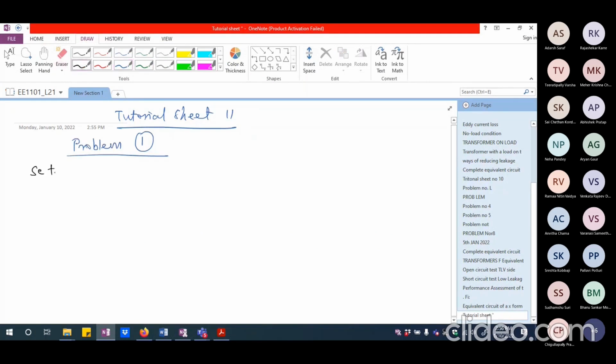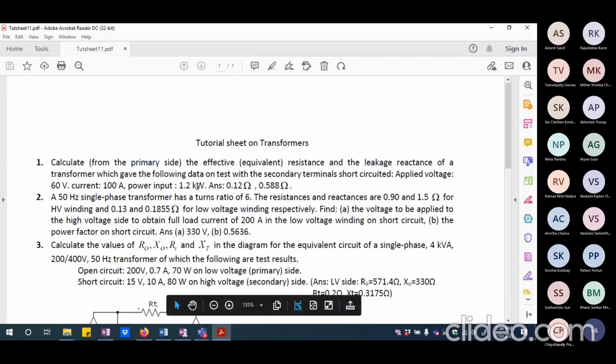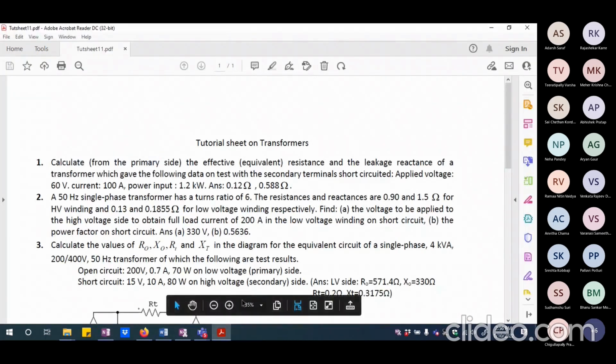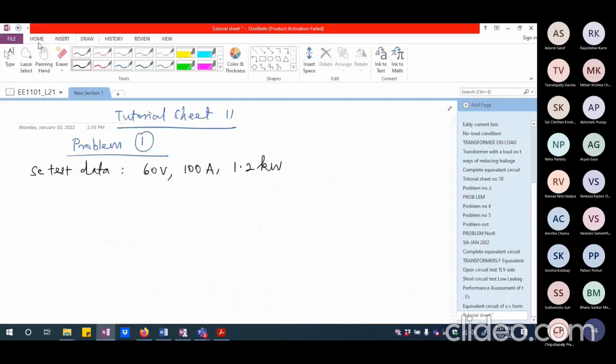So what is given is a short circuit test data which says 60 volts, 1.2 kilowatt and 100 ampere. The voltage ratio is not given. It is just saying that the power is applied from the primary side. That's it. So this is the short circuit test data. If you may recall how we talked about the calculation in the last class.